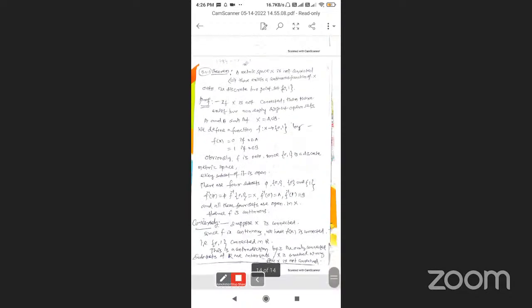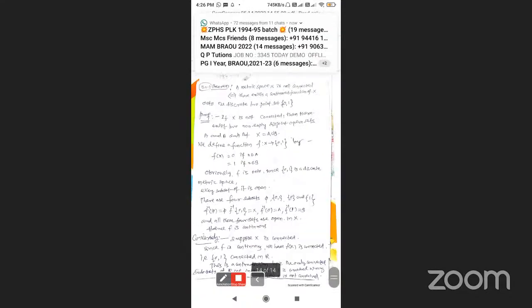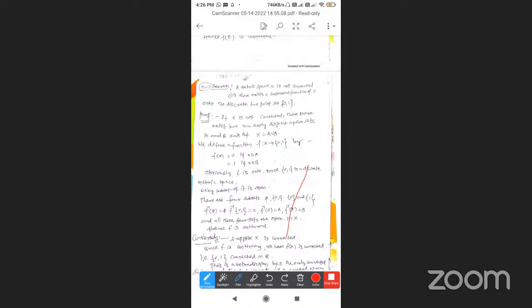So this is the last theorem. The last theorem of this topic is 5.4.3, in page number 57.